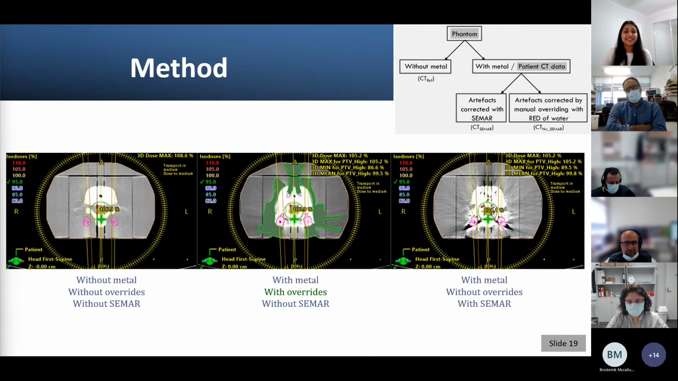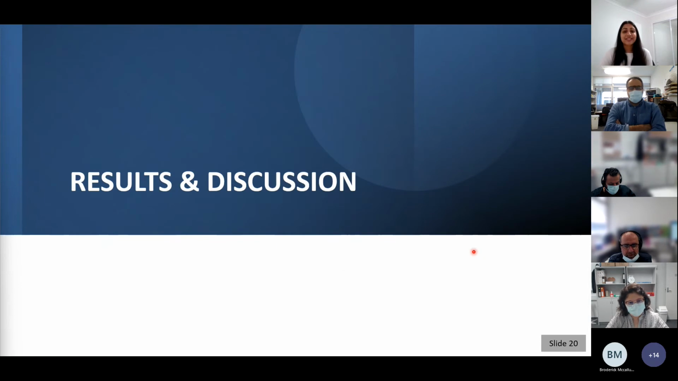So just to make it clear, here are screenshots of the spine phantom CT datasets on the Eclipse TPS. And on the left is the reference phantom with no artifact correction, as it didn't have any metal inserts. And middle is the one with metal, where artifacts were corrected using the traditional method of manual density override. And on the right here is the scan of the phantom with metal, but reconstructed with the SEMAR filter. And so that's the method. And now moving on to the results and the discussion.